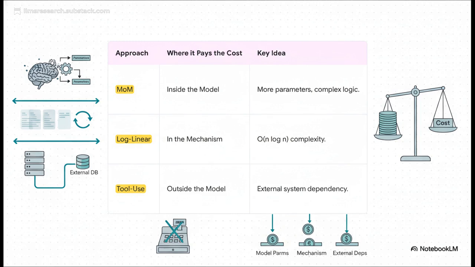MOM pays the cost inside the model, with more parameters and complexity. Log linear pays it in the mechanism, with more compute. And the tool use approach pays the cost outside the model, by creating dependencies on external systems.